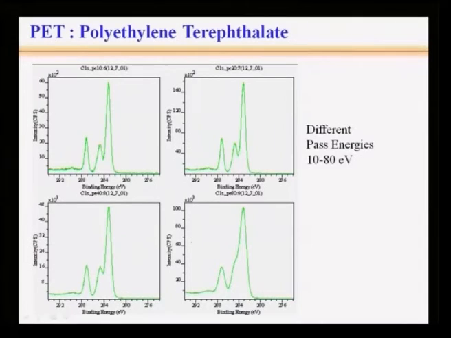I just want to finish by showing what happens as you change the pass energy from 10 to 80 electron volts for a sample like PET, polyethylene terephthalate, which is used in bottles. All these plastic bottles are actually made of this, and you can see how the C1s peaks get shifted and affected. Finally, at about 80 electron volt pass energy, we get very nice peak positions of the carbon 1s very easily. So with this I close this discussion on X-ray photoelectron spectroscopy. In the next class I am going to discuss Auger spectroscopy.